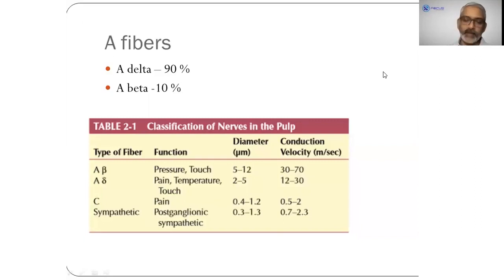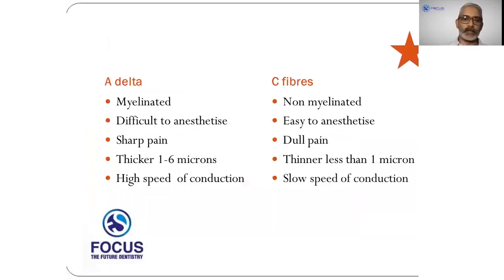So generally when your nerves are not myelinated and when they are of less diameter, you won't have much of a conduction velocity. So this is very important when you learn about the pulp embryology and histology. When you compare the A delta fibers with the C fibers, A delta fibers are myelinated, C fibers are non-myelinated. A delta fibers are difficult to anesthetize.